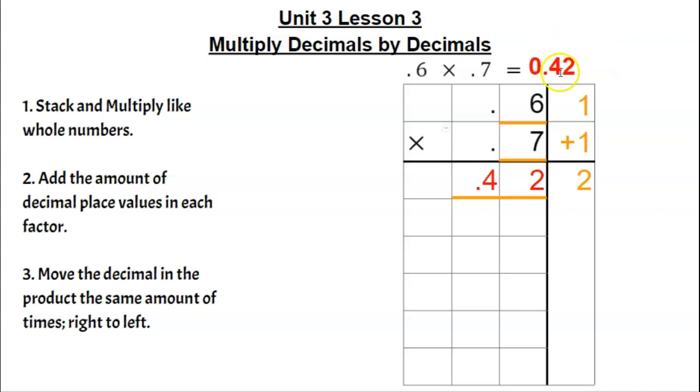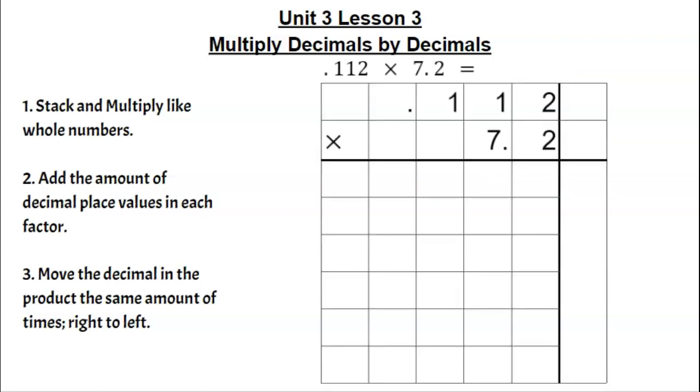If you look at the tenths place value, we have 6, 7, and 4. So it goes to show that when we multiply a decimal times a decimal, the decimal amount that is our product will be smaller than the 2 factors.